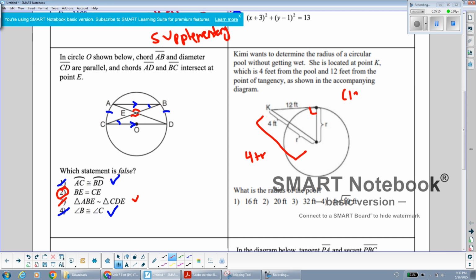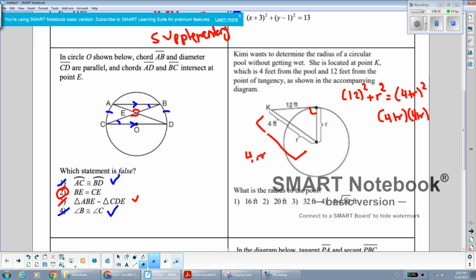So a squared plus b squared is equal to c squared. And if you're going to multiply 4 plus r squared, just recognize that that's the same as 4 plus r times 4 plus r. So you are going to have to distribute and FOIL it out. I don't want to do that.